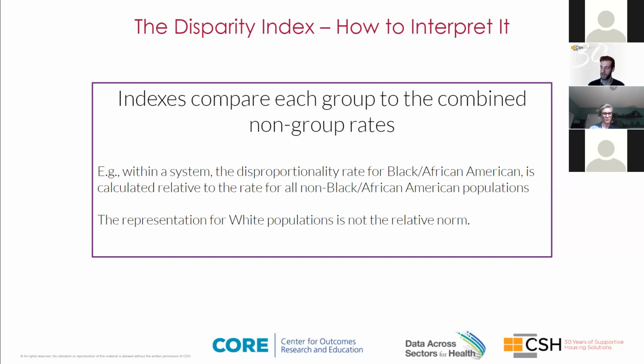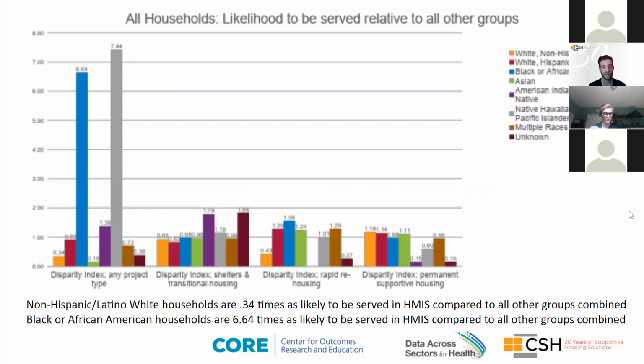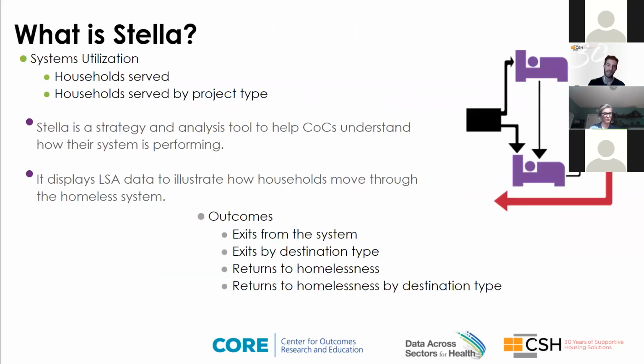And next slide, or next two slides, I guess. So the data that we're going to be looking at comes out of Stella. And just as a quick review, Stella is a HUD product. It synthesizes some of the data from HMIS that Kim was describing and tells us a lot of things about systems utilization, outcomes for households, things like exits, where people are exiting to, returns to homelessness, and so on. I'm just going to walk through some examples of how we put that together for one community.